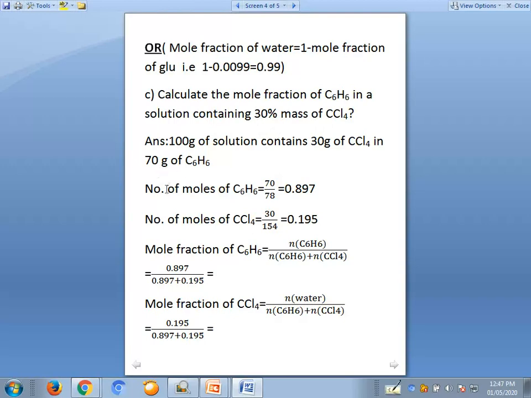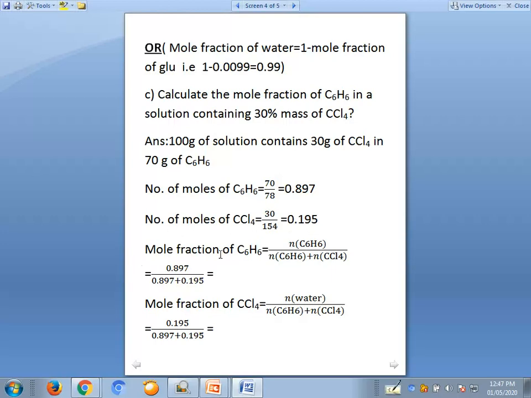Now to calculate, the same method here, it is the number of moles of benzene, right? So substitute here 78. How? Must multiply here 6 into 12, 6 into 1, we will get 78. So 70 grams is what is present in the solution. So we get the number of moles of benzene as 0.897. Similarly, number of moles of carbon tetrachloride is equal to 30 divided by 154. You simplify this, molecular mass we will get as 154. So that is equal to 0.195.